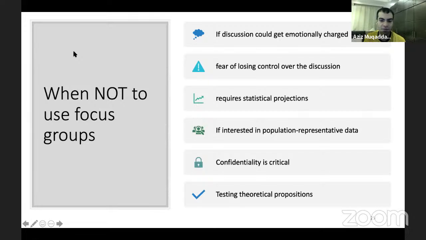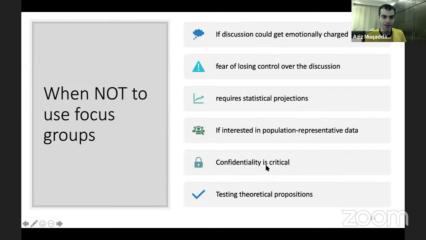If you're also interested in population representative data, you don't do focus groups, because again, you cannot extract generalizable parameters or percentages out of a focus group. You want to see common themes, but you cannot tell how representative they are of the population. You would say, I've done enough focus groups to tell me that this sentiment is shared by a considerable segment of the population, but you cannot say it is representative of the whole population, because you would lack the statistical evidence for it.